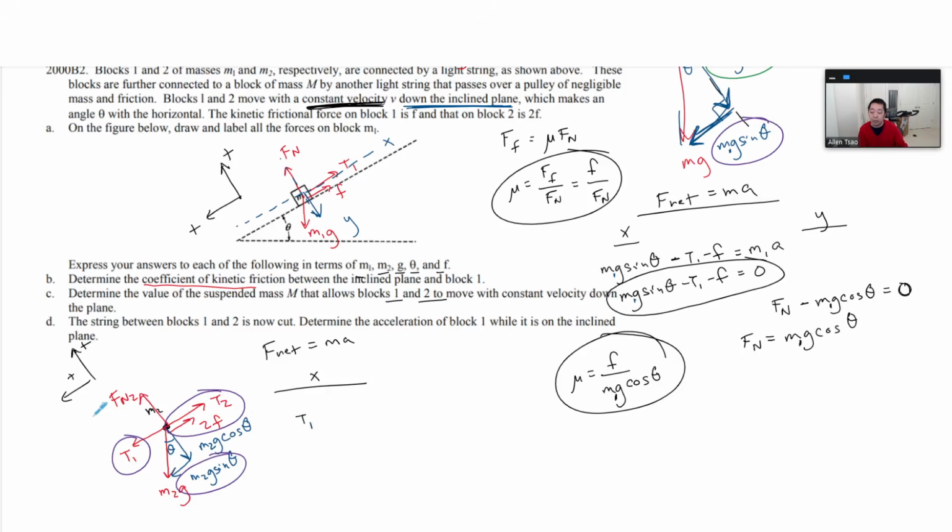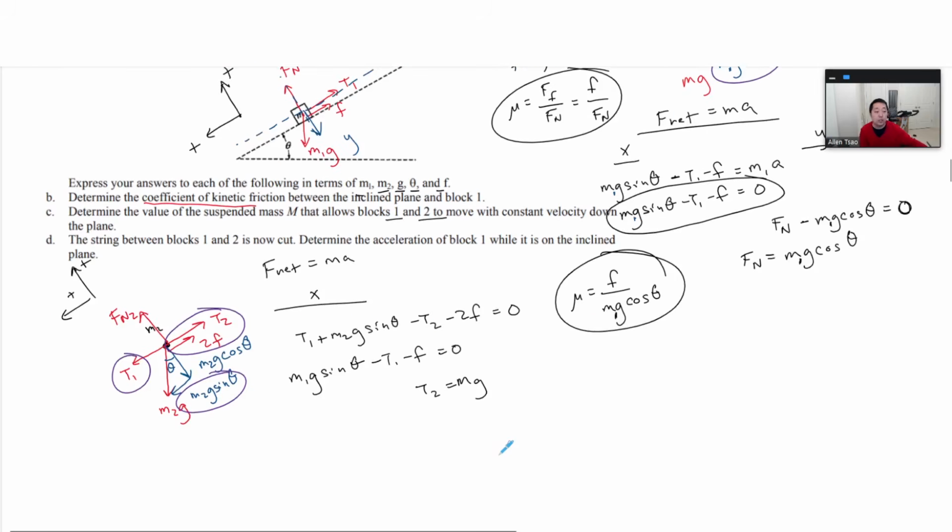T1 is down the ramp, and I said down the ramp is positive. M2G sine theta is also down the ramp, so it's positive. T2 and 2F are up the ramp, so they're negative. And again, this acceleration is 0, so I just make them equal to 0. So I have this equation. I want to list out all the equations I have. I have this equation, I have this equation from over here, and I had T2 is equal to mg. These are the equations that I had. And what's the big picture?